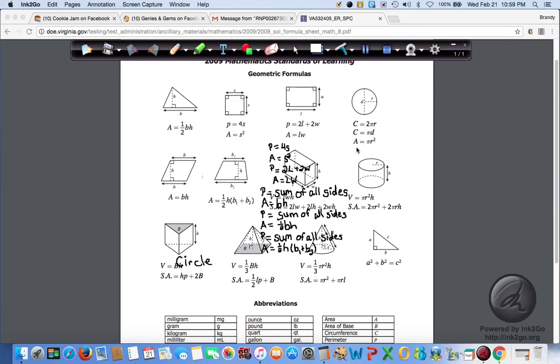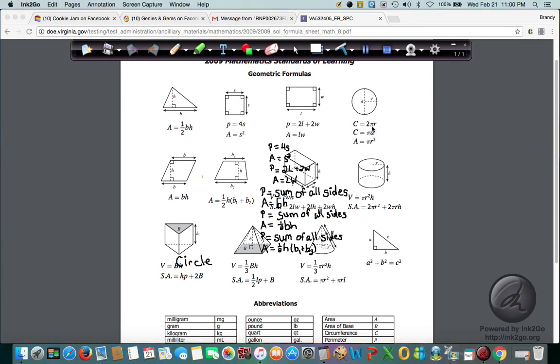Now, to find the area of a circle, we're going to square our radius and multiply it by pi. That is very different than saying 2 times pi, or 2 times the radius. For example, if the radius is 5, 2 times 5 would give me 10, but 5 squared would give me 25. So you need to make sure when you need to square it, which would be area, versus just multiplying by 2, which is circumference, aka perimeter.